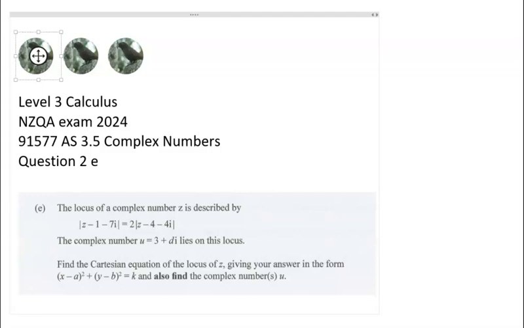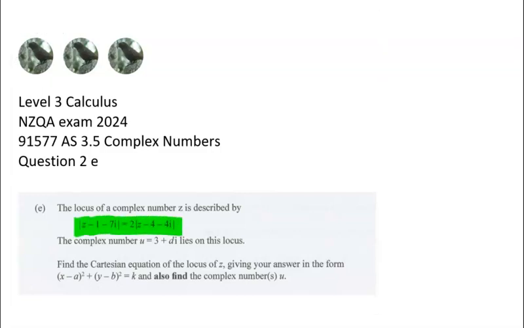So it's a locus problem, and we're told that the locus of a complex number is given to us by this. And then we're told that the complex number u equals 3 plus di lies on this locus. So first we just have to find the equation of that locus, and then we also have to find u.